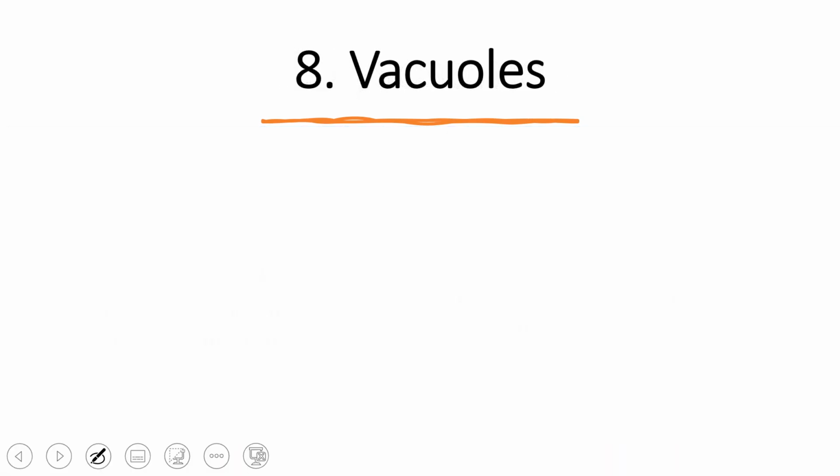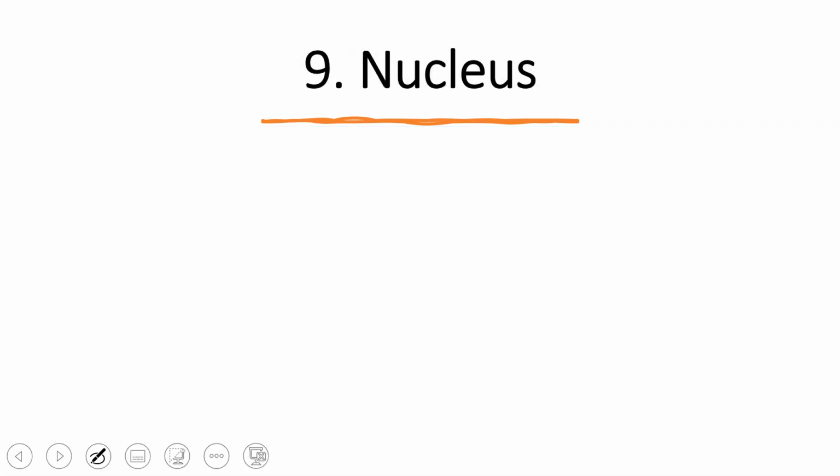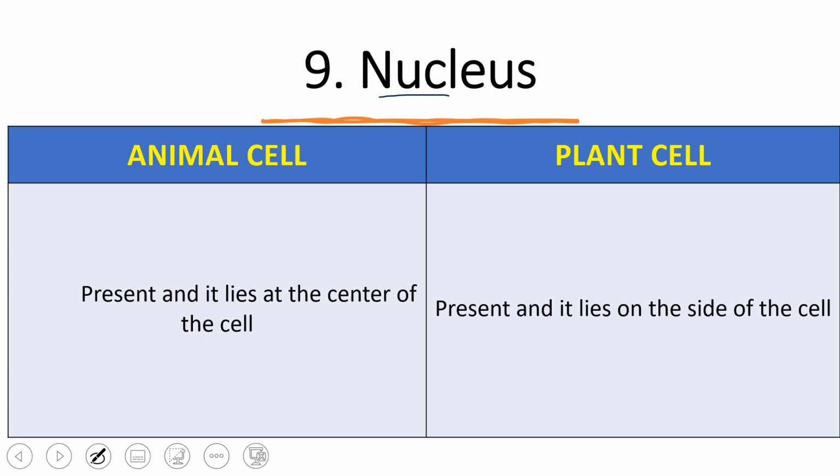When we are talking about vacuoles, animal cells may have many small vacuoles, a lot smaller than in plant cells, whereas plant cells have a large central vacuole that occupies more than 90% of the cellular volume. Because of this vacuole, the plant nucleus lies on the side, not in the center. In animal cells, the nucleus is present and lies in the center of the cell, whereas in plant cells the nucleus is present but lies on the side of the cell. Why is it lying on the side? Because most of the area of the plant cell is covered by the vacuole, and that vacuole pushes the nucleus to one side.